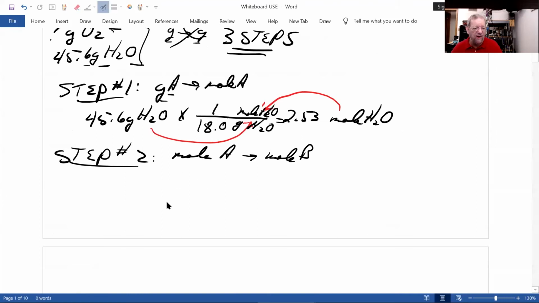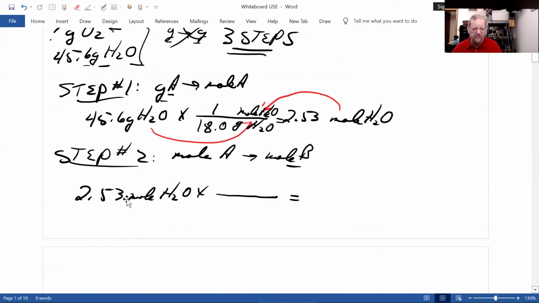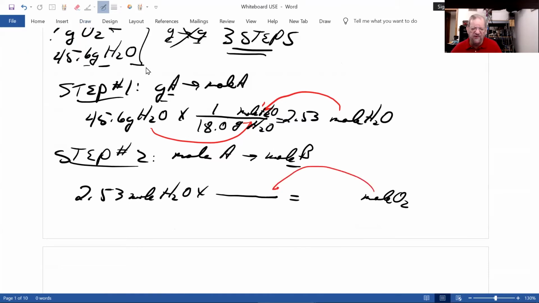All right, so what do we want to do? We want to go from 2.53 moles of water to moles of B. What's B? What we're trying to get to, which is oxygen. And now we'll use our good friend, unit analysis, again. Whatever we're trying to get to goes on top of the ratio. Whatever we're trying to get rid of goes underneath. And where do we get that number?